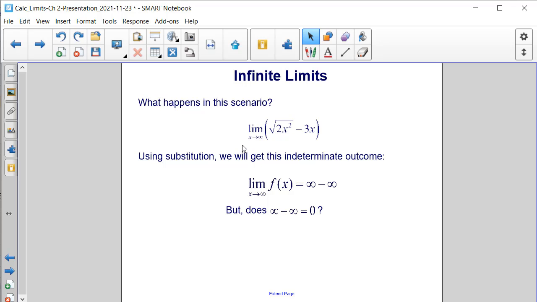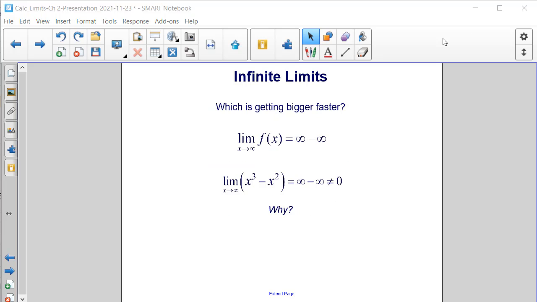What happens in this scenario? The limit of the quantity square root of 2x squared minus 3x as x approaches infinity. If we use substitution, we're going to get an indeterminate outcome. We're going to get infinity minus infinity. But does infinity minus infinity equal 0? That answer kind of depends. Which term is getting bigger faster when we have the limit of f of x as x approaches infinity being equal to infinity minus infinity?